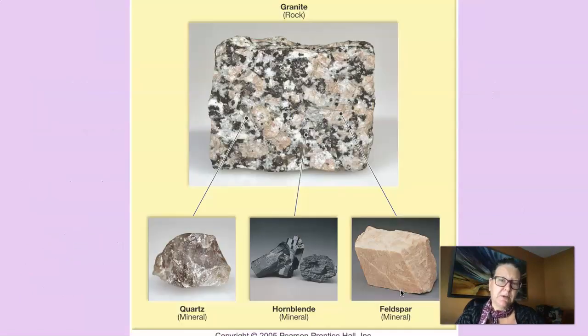Lots of people confuse minerals and rocks. Rocks are made of minerals. So for example, there's a rock at the top here called a granite. And you can see that the granite has lots of different colors in it, and those are individual minerals.